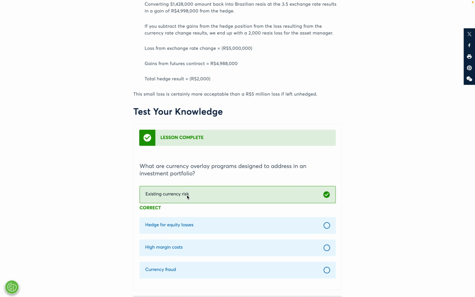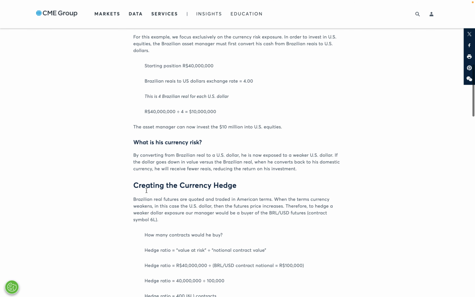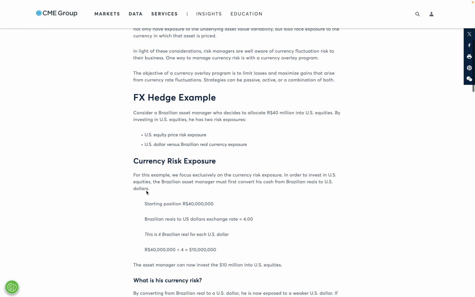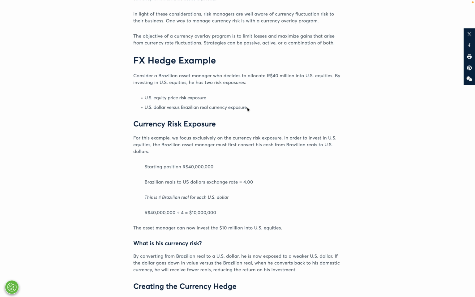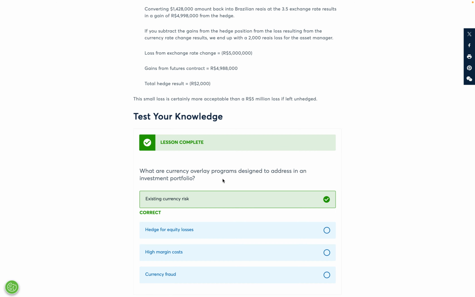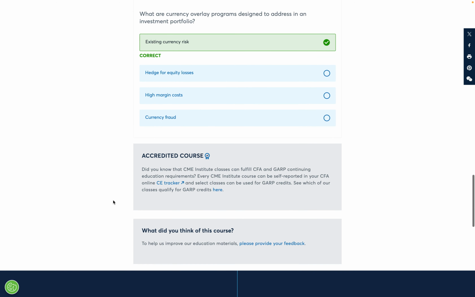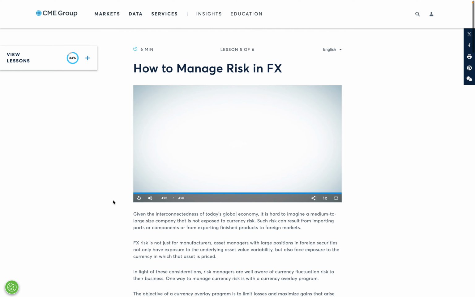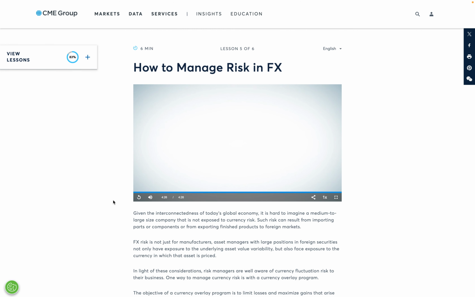So it's not meant to hedge for equity losses, which we got up here. So there are two risk exposures. You have the risk exposure for the equity price and the risk exposure for currency loss. So this is what it is. And this is a currency overlay program. Super interesting. Cool. And this is how to manage risk in FX. Dope.